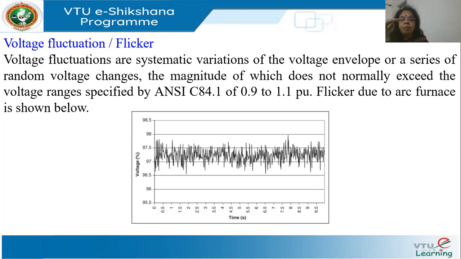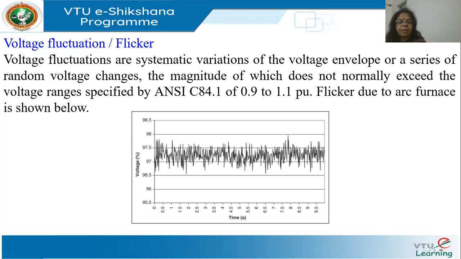So anything less than 0.9 per unit is qualified as a sag, and anything greater than 1.1 per unit is qualified as a swell. In case of flicker, the voltage is within this boundary, within 0.9 to 1.1, but it continuously and rapidly changes. It is mainly because of arcing devices and welding equipment. Here you can't qualify it as a sag or a swell because the voltage is well within the tolerance. But the voltage rapidly changes.